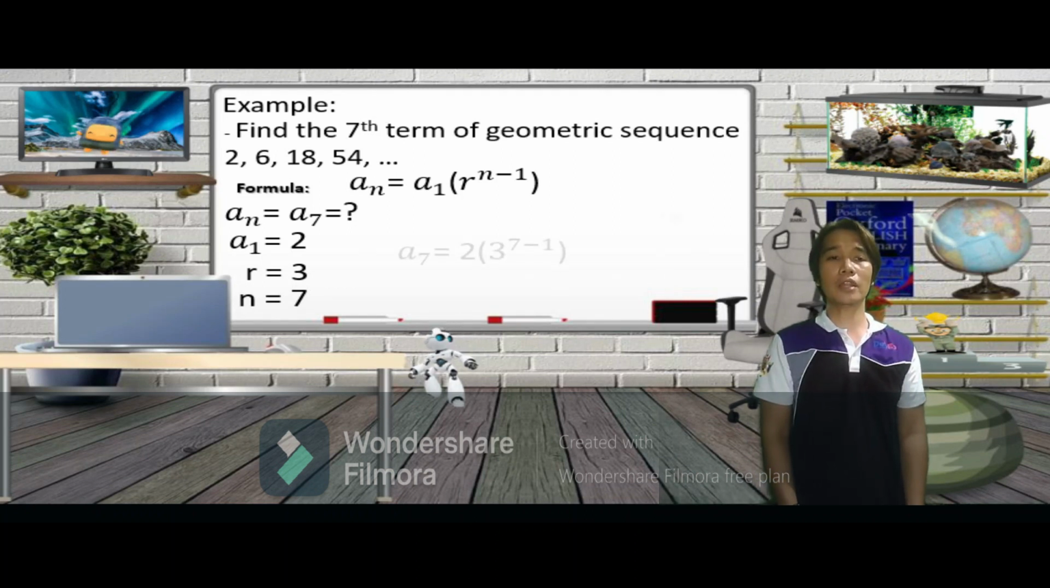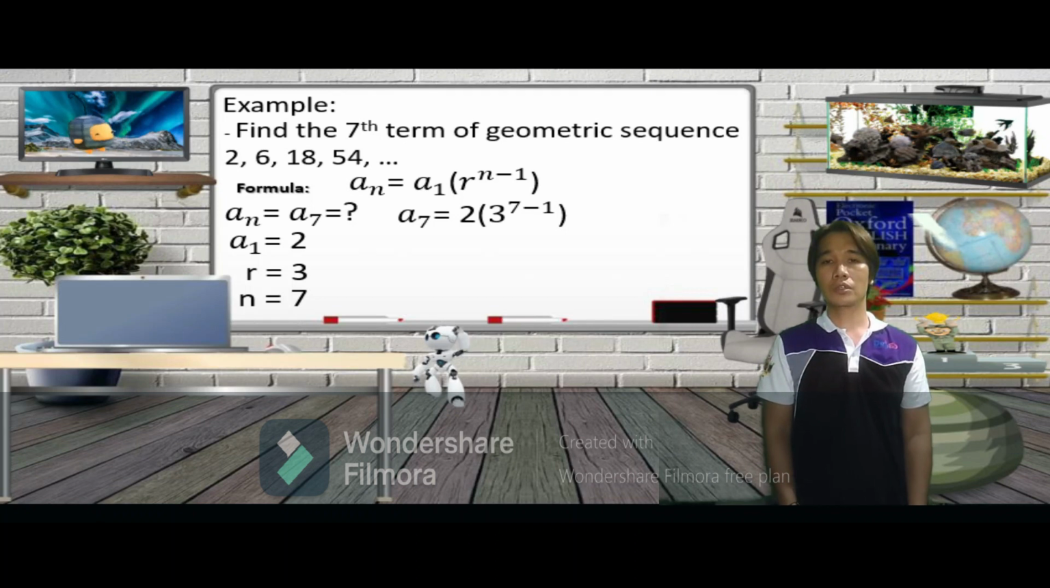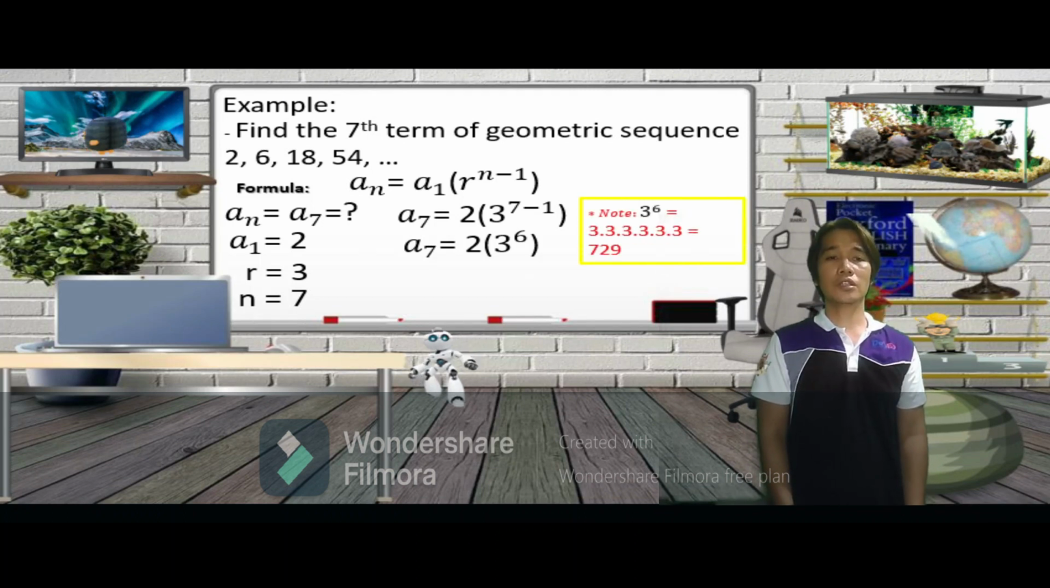So let us substitute the value. We have a sub 7 is equal to 2 multiplied by 3 raised to 7 minus 1. So we subtract first the exponent. So we have a sub 7 is equal to 2 multiplied by 3 raised to 6. So 3 raised to 6 is equivalent to 729. Okay? So we have a sub 7 is equal to 2 times 729. So 2 times 729, so that is 1,458.